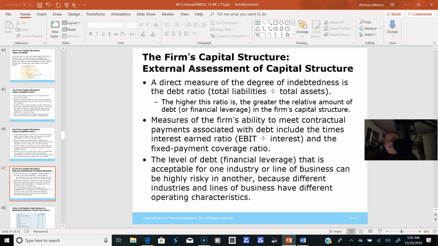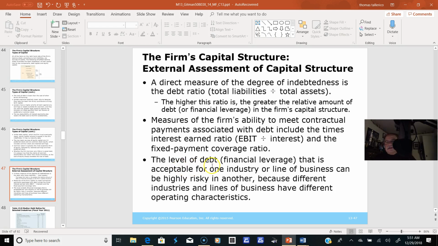If you remember from 330, there was a ratio. We did a lot of ratios in 330, if you want to review that. A direct measure of the degree of indebtedness is the debt ratio. You can review the slides from the earlier chapters, which are up because I used the same book, Gitman, in 330. Total liabilities are divided by total assets, and total liabilities include current liabilities too. This is an important statement here: the higher this ratio is, the greater the relative amount of debt, or leverage, which we previously talked about, in the firm's capital structure. So you should go over this.